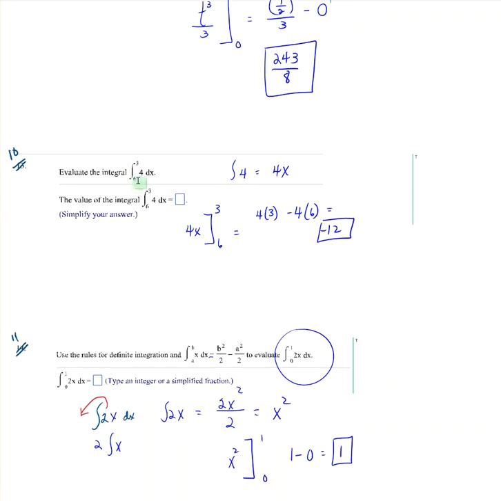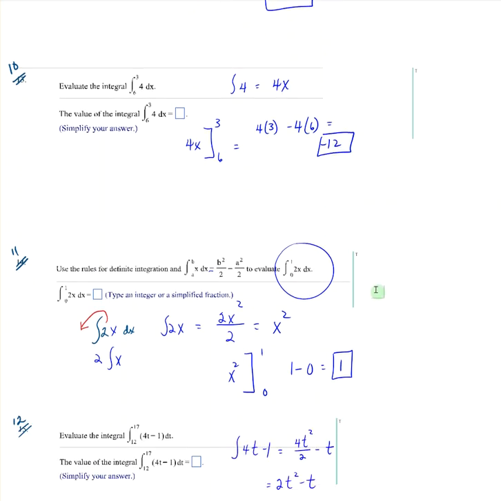Number 10, the integral from 6 to 3 of 4 dx. Well, the integral of 4 gives you 4x. So 4x evaluated at 3 and 6. That's 4 times 3 minus 4 times 6, and gives you negative 12.